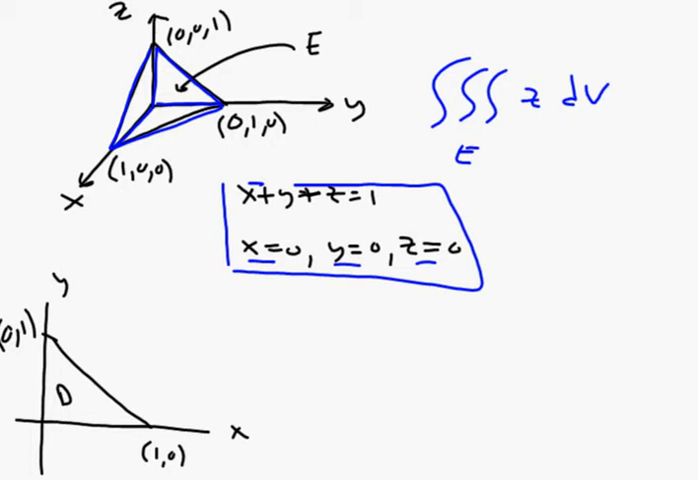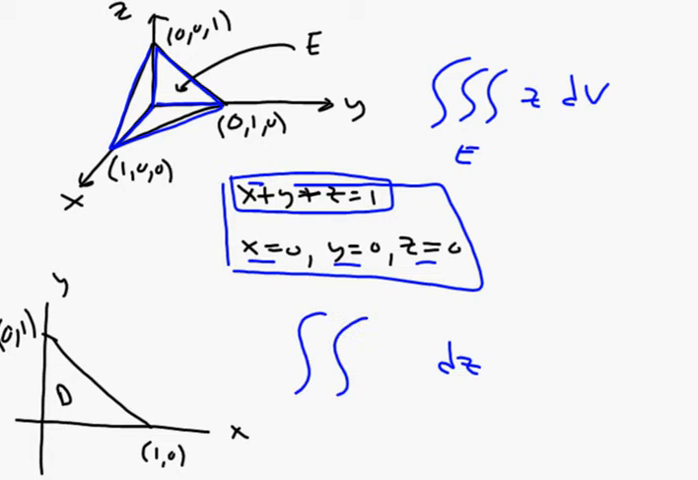Okay, so we need our limits of integration. Now, for your limits of integration, you need to decide what direction you're going to integrate first. I look at this plane we have here, x plus y plus z equals 1, and there's nothing about it that makes me think I should integrate in a particular direction first. And the reason I say that is because it doesn't say y equals or z equals or anything like that.